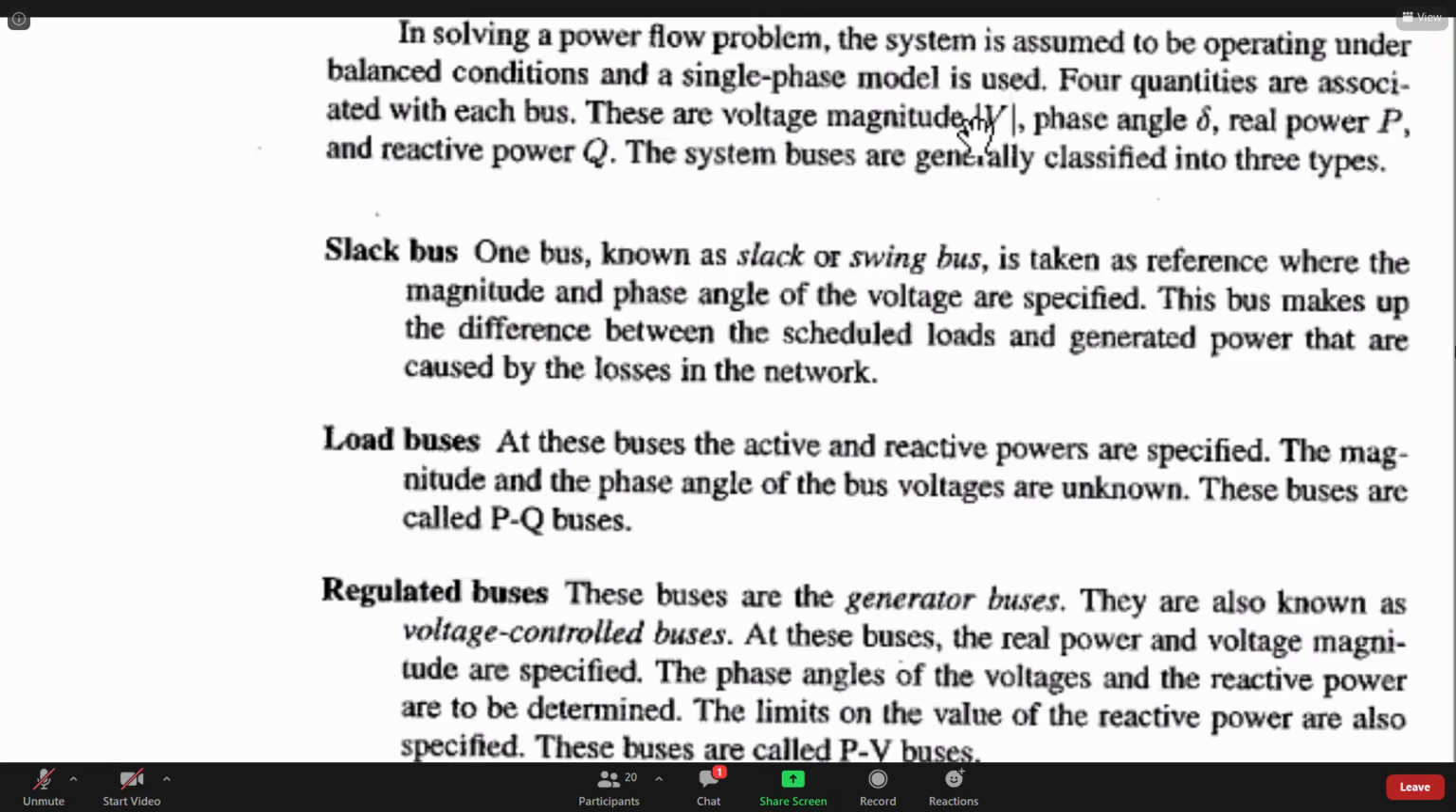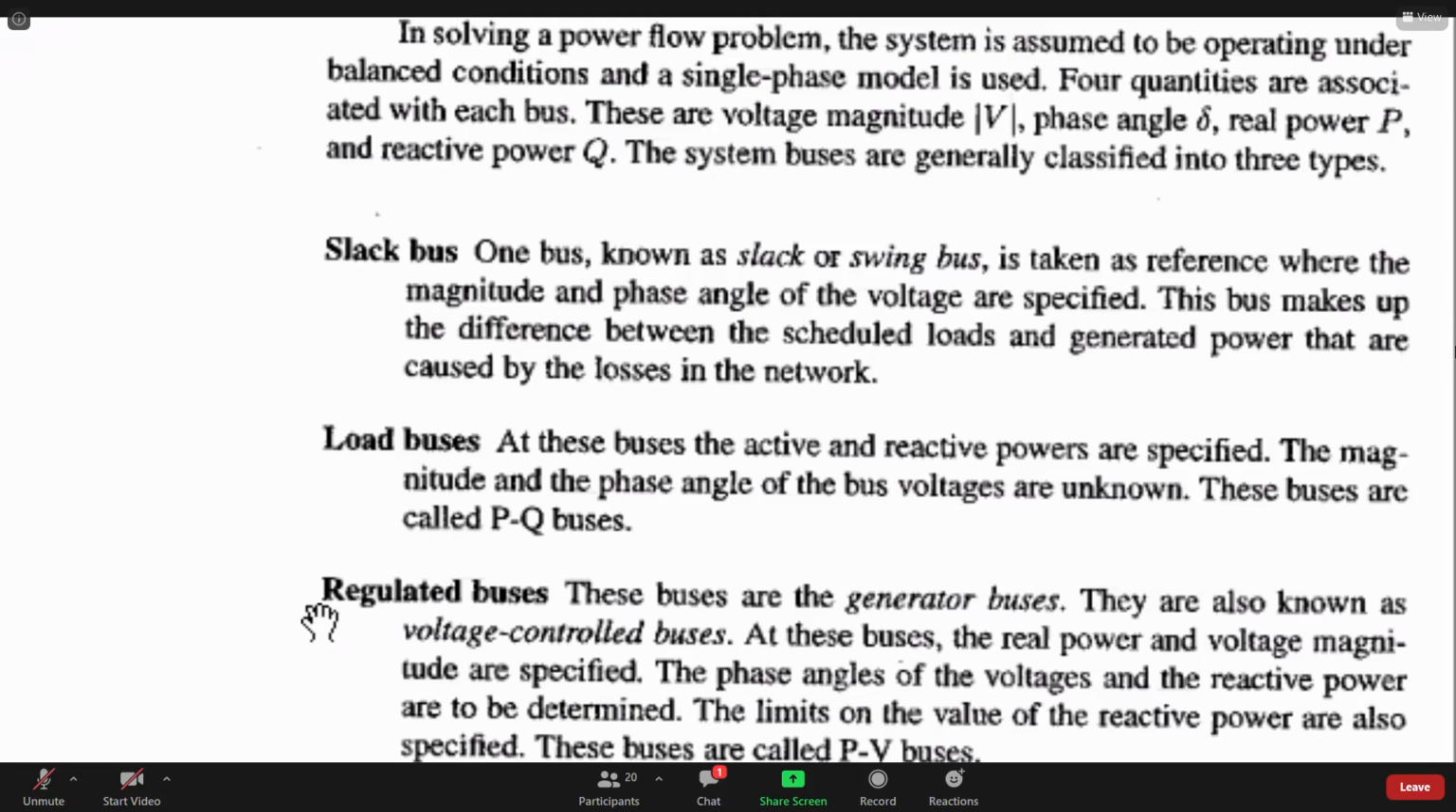Out of those four, two pieces of information will be given, and based on those two we can say which category of bus it is. If the voltage magnitude and phase angle are given, we can say this is the slack bus or swing bus. The other buses will have P and Q information, which is the load bus, and for the regulated bus, PV.